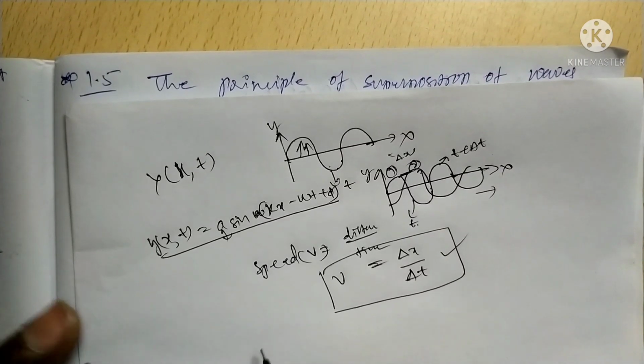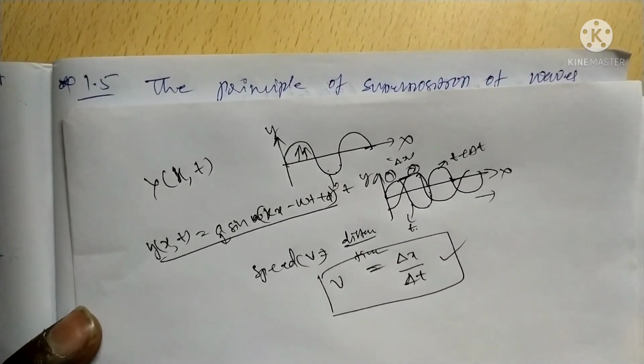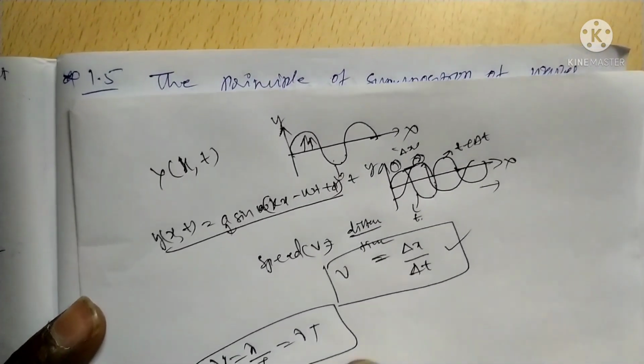Now we will discuss the speed of the wave. V is equal to lambda by T, or nu times lambda. This is the speed of the traveling wave.